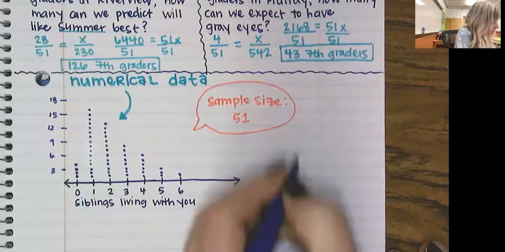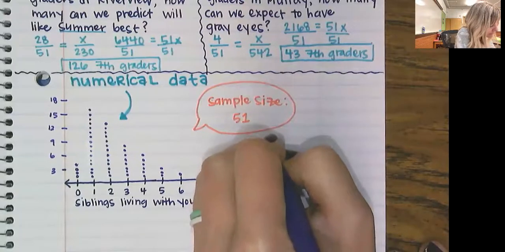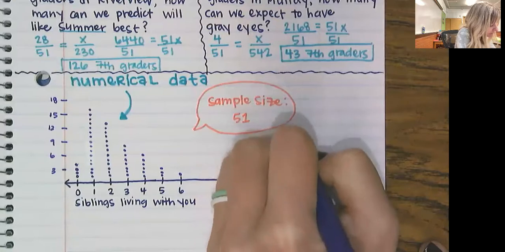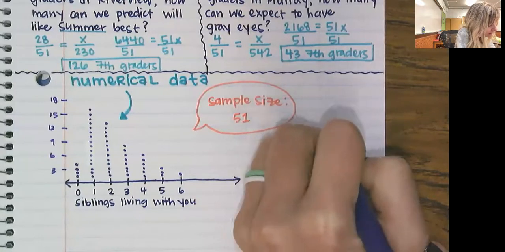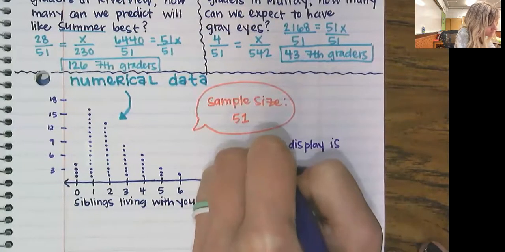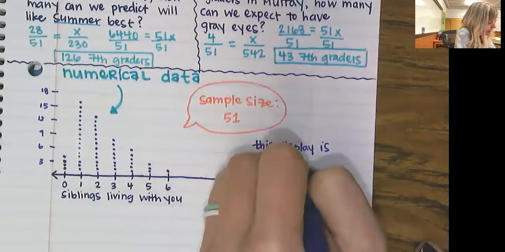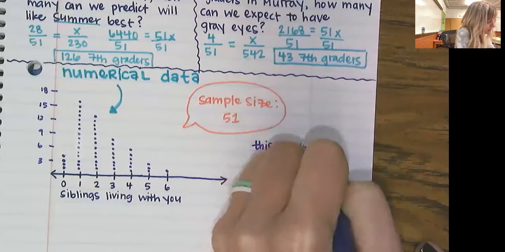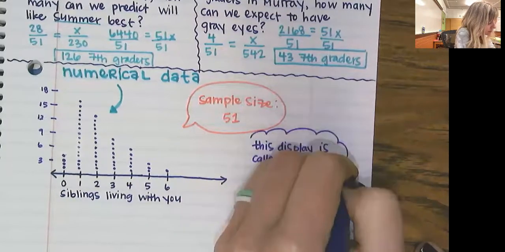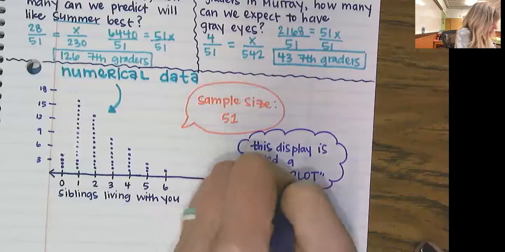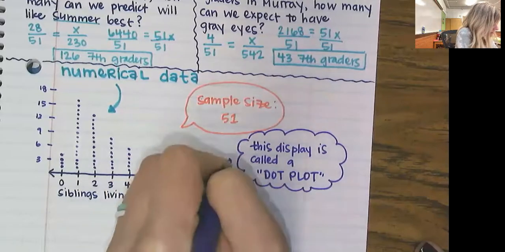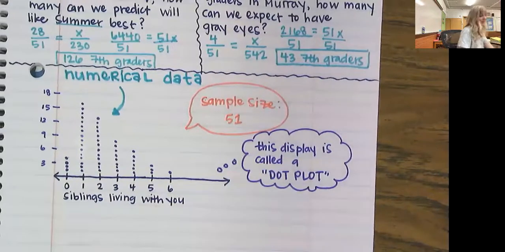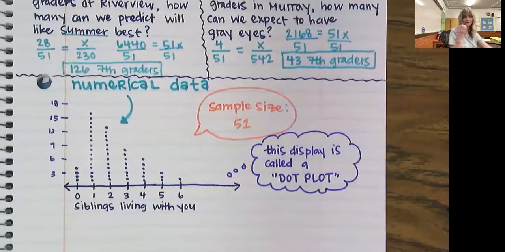Another thing I'm going to tell myself, I'm going to write another note over here. This display is called a dot plot. Just to remind myself of that. I believe you made some of those in 6th grade or should have, I don't know. I'm going to make this one a thought bubble. Okay, because that's kind of what I'm thinking to myself. So the sample size here is 51. This display that I just made out of this beautiful numerical data is called a dot plot.